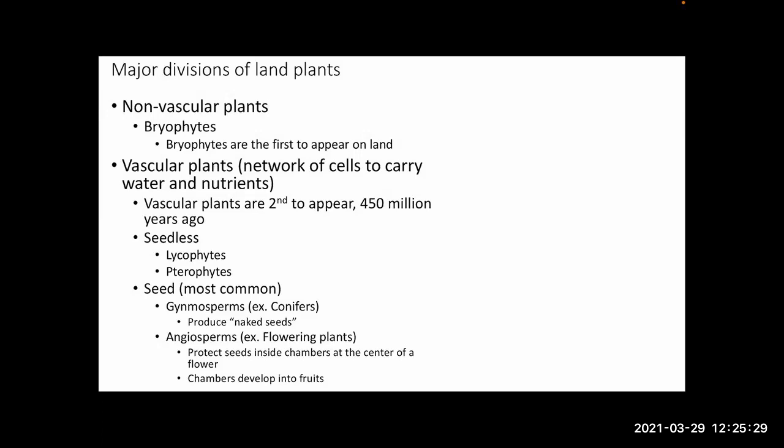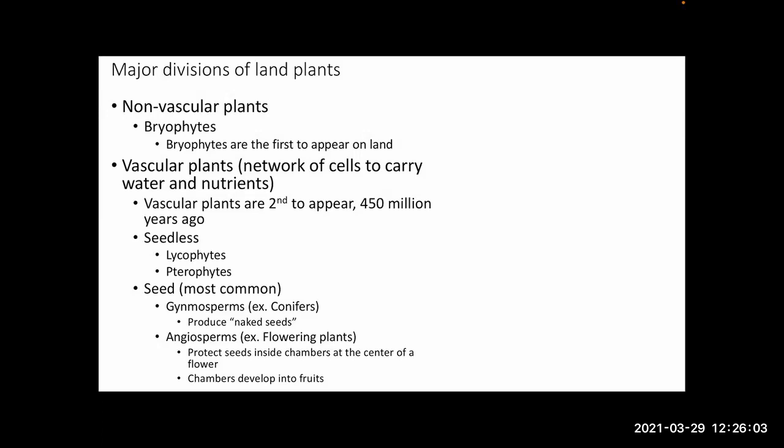where the first terrestrial land plants were these smaller non-vascular plants known as the bryophytes. And so the bryophytes were the first plants to actually appear on land. And then later on, you get the evolution of vascular plants. So vascular tissues evolved in these plants, and those vascular tissues are structures like xylem and phloem that carry water and nutrients throughout the plants.